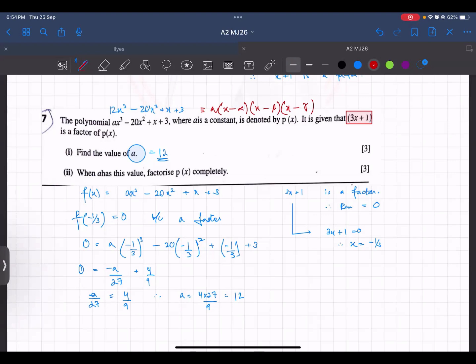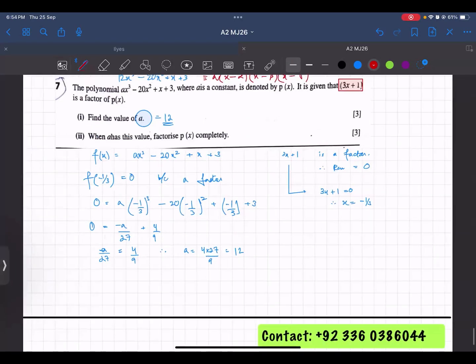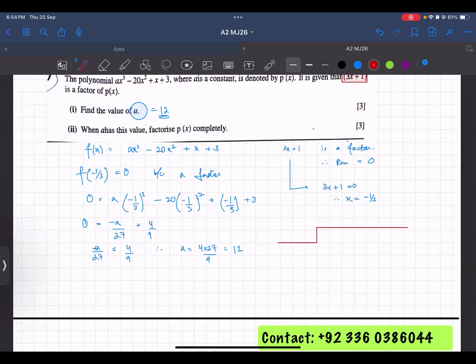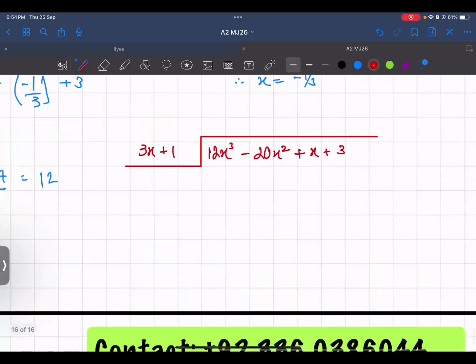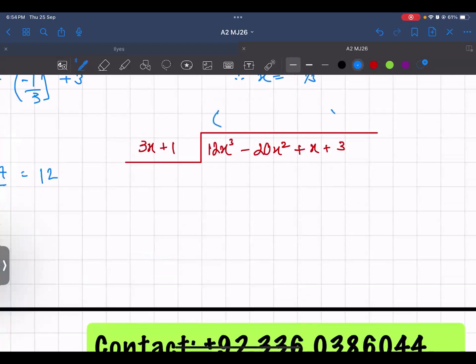And to find the other two factors, you would need the quotient. But the remainder factor theorem does not give you the quotient. So the remainder factor theorem has only helped you in the first part. So to get the quotient, you will have to do the long division of the equation that you have, and now you will divide it with the first factor that you have, 3x plus 1. And this would help you to find the quotient, which will have the other two factors which you want to find.